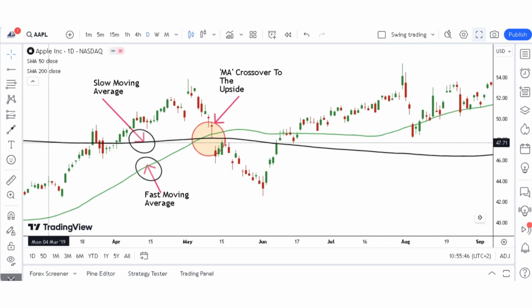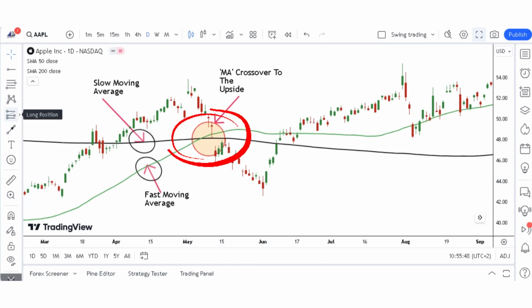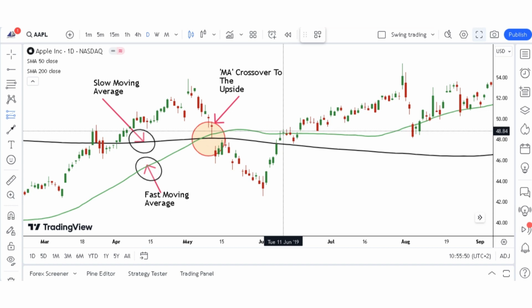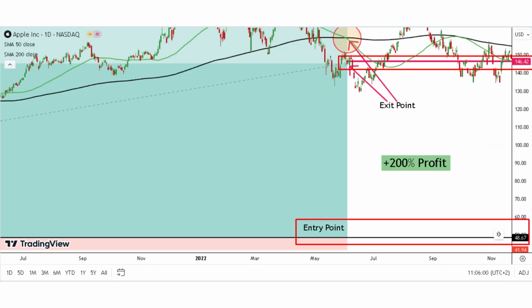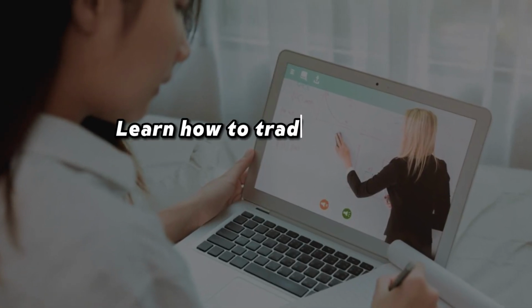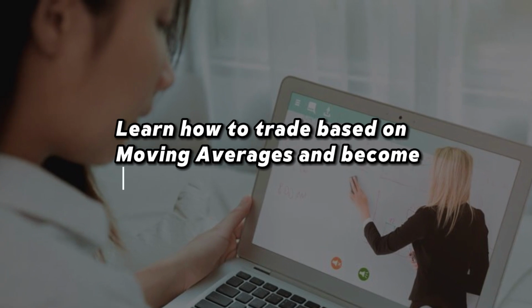Observe the moment when the 50-day moving average crosses above the 200-day moving average. We initiated a buy position, and over the following period, it gave us a profit of 200%. Huge winning trade. Intrigued? Stick around to learn how mastering moving averages can transform your trading journey to a profitable trader.